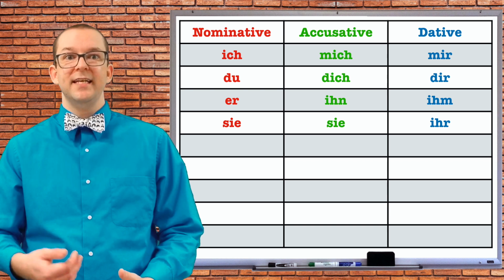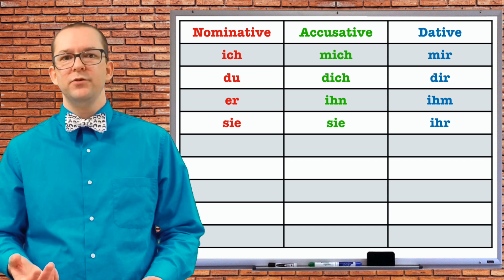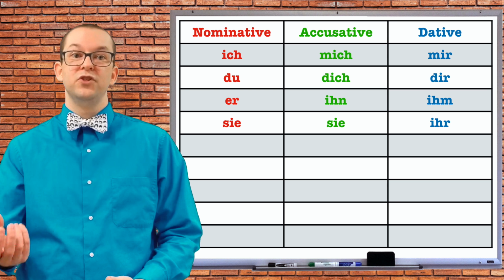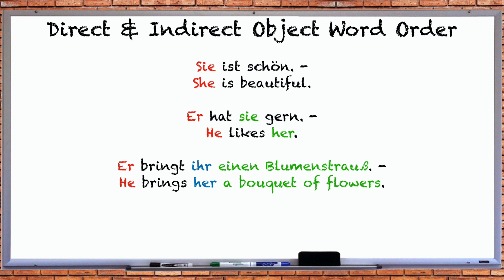Sie, or she in English, stays sie in the accusative but becomes ihr in the dative. In English, it goes from she to her. Sie ist schön. She is beautiful. Hat sie gern. He likes her. Bringt sie einen Blumenstrauß. He brings her a bouquet of flowers.